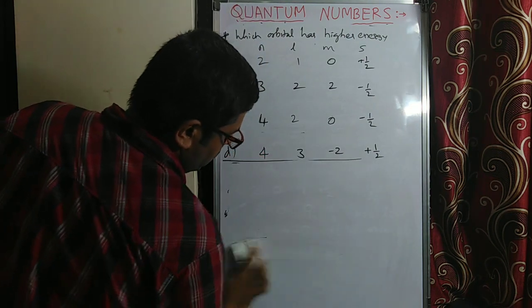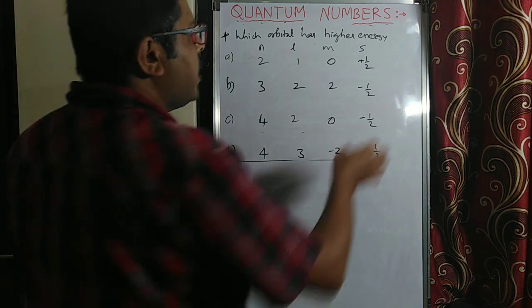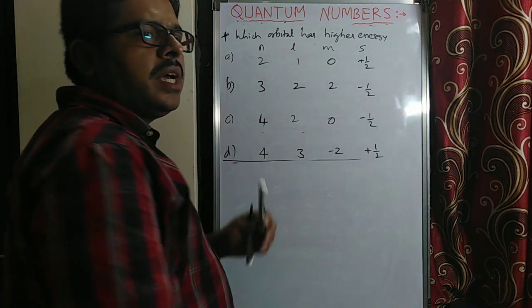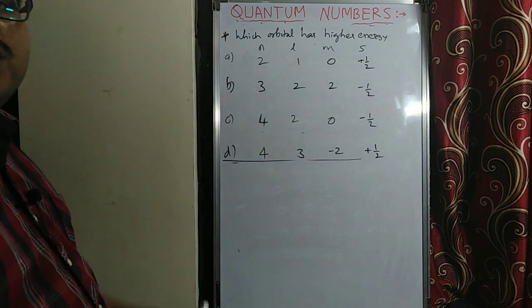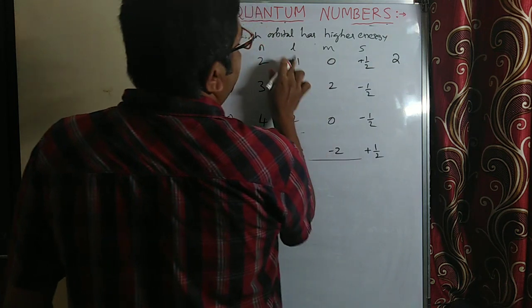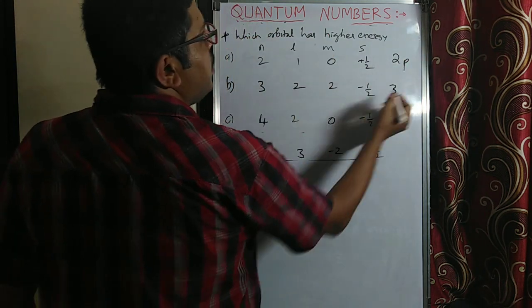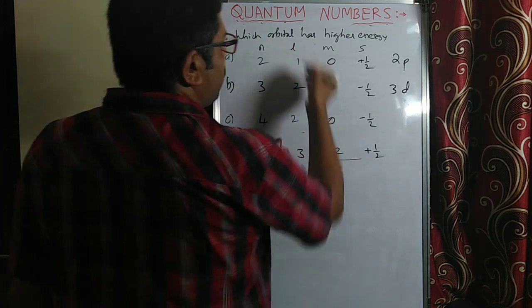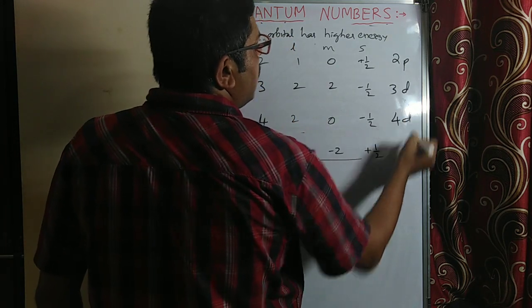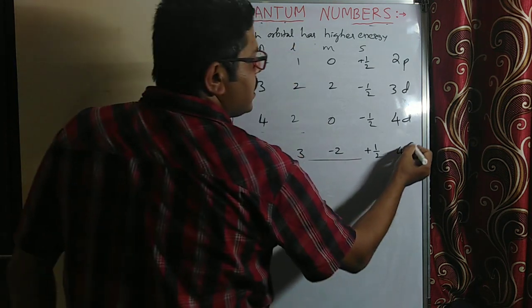What is the question? Which one is having higher energy? So to know higher energy, what you have to do? You have to write the orbital here. According to Bohr principle or n plus L value, you can easily tell. So write that fast. n is equal to 2 and L is equal to 1 means 2p. n is equal to 3, L is equal to 2 means 3d. n is equal to 4, L is equal to 2 means 4d. Here n is equal to 4 and L is equal to 3 means 4f.